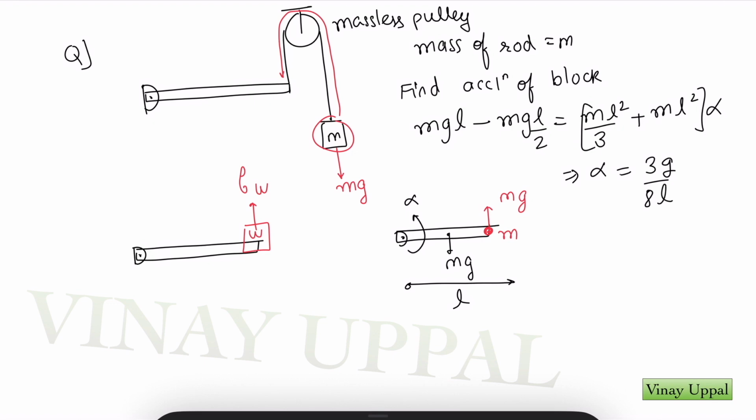Now what will be the acceleration of the block? It was basically the acceleration of this red particle here, which is at a distance L from the axis of rotation, so that acceleration is going to be alpha into L. That will be 3g by 8.